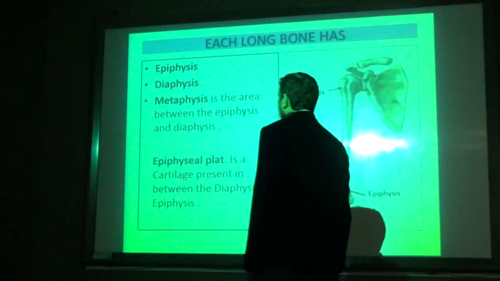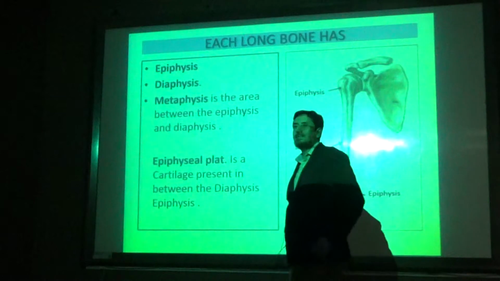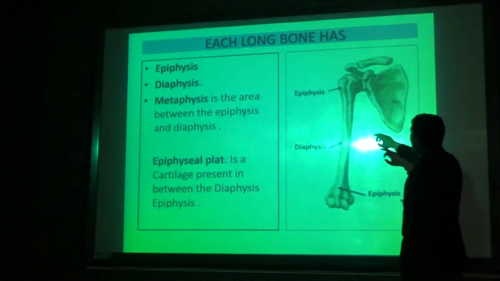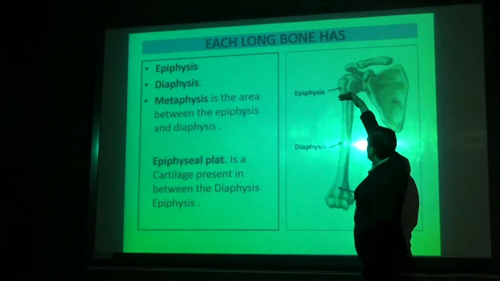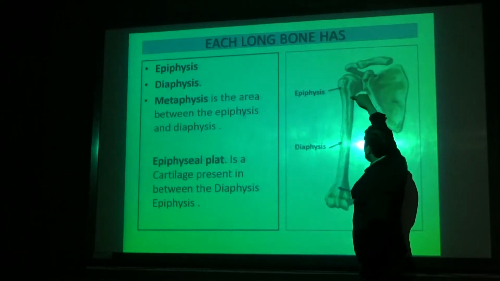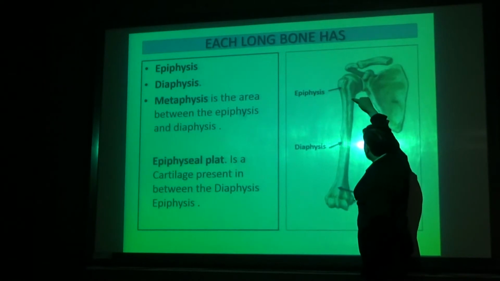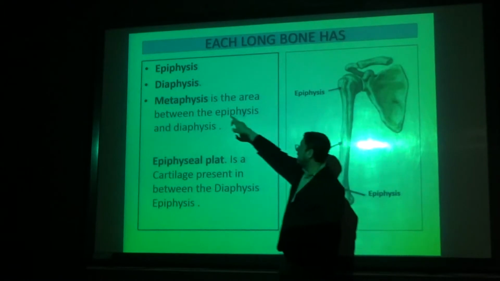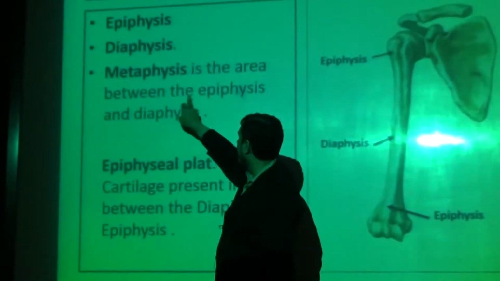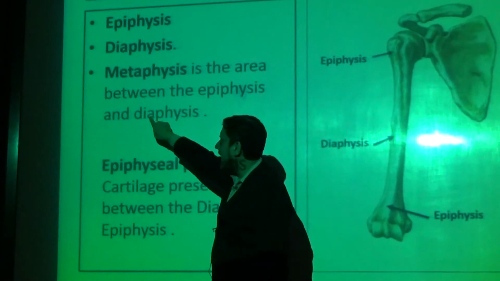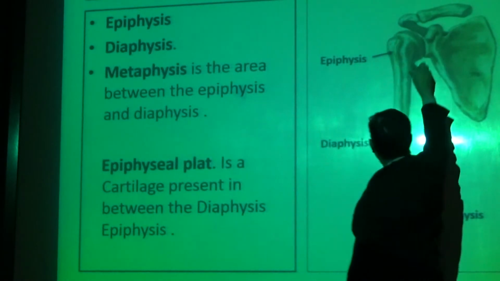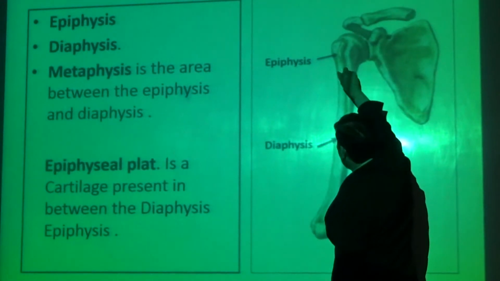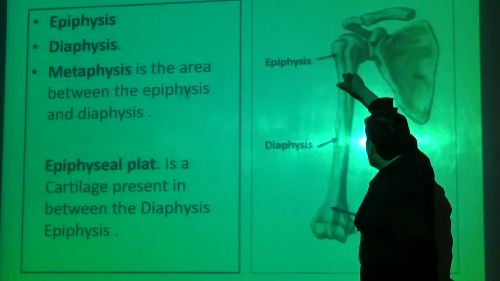What do you mean by metaphysis here? I have not explained it in the photographs. Only the ends of the diaphysis are here. This is the cartilage, suppose, and near the cartilage on the diaphysis, this small portion is known as the metaphysis. It is the area between the epiphysis and diaphysis. This is the epiphysis, this is the metaphysis, and this area is the diaphysis.